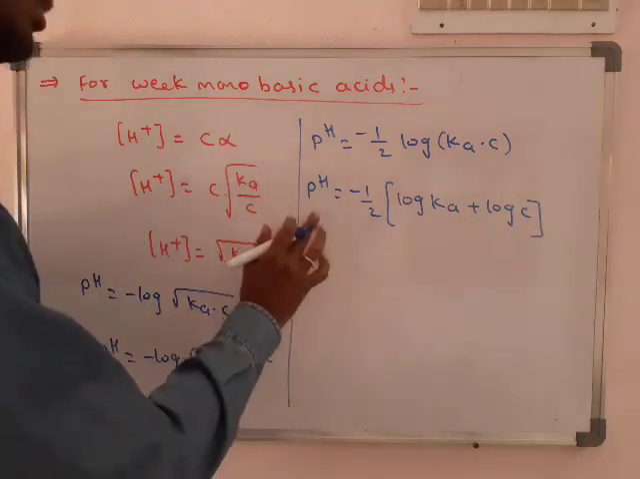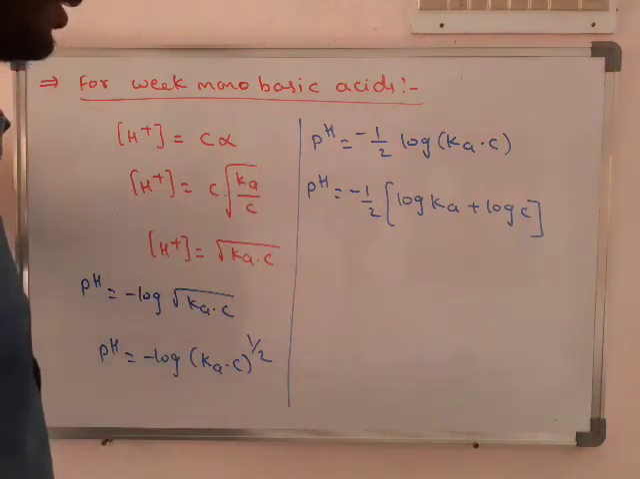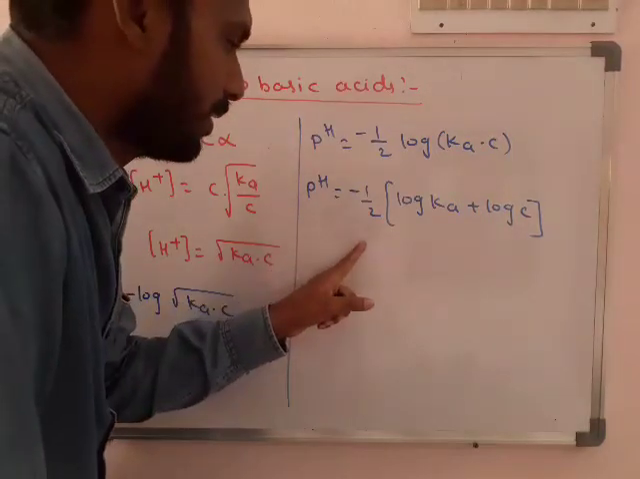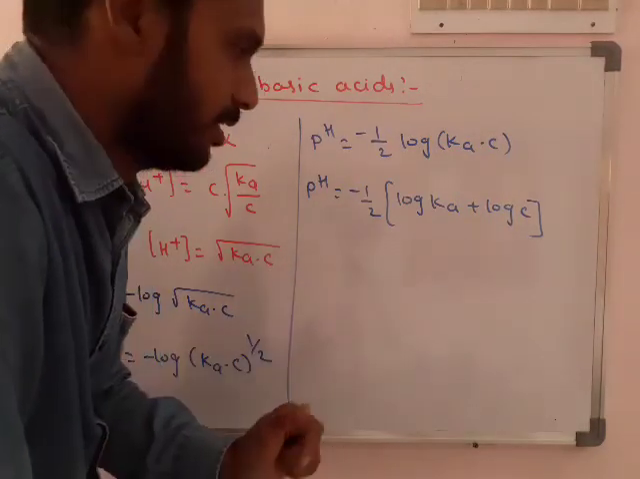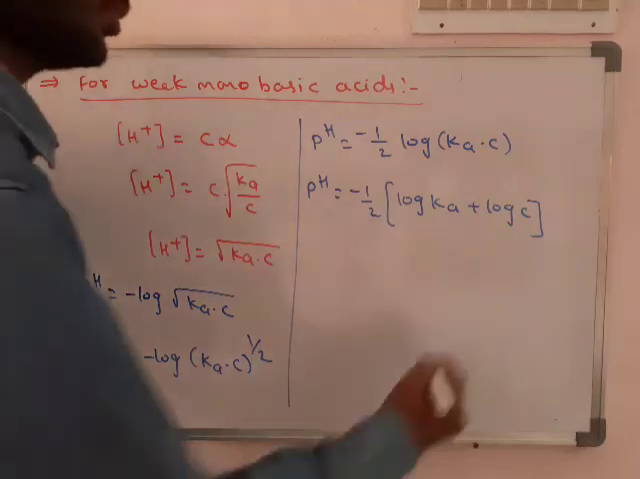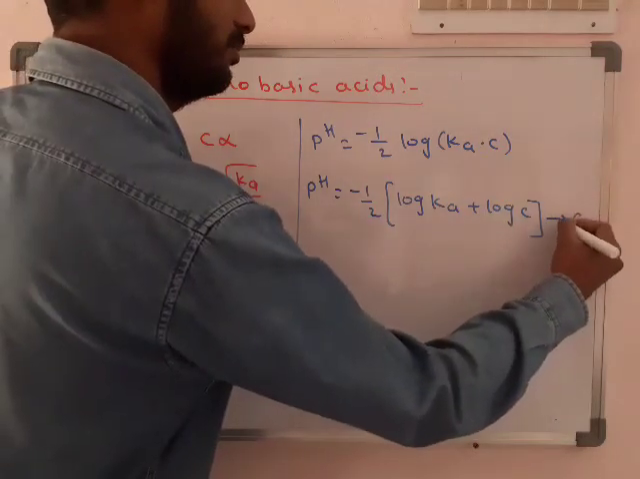Okay, this is treated as the formula for it: pH equals minus 1 by 2 log Ka plus log C. So just take it as equation 1.